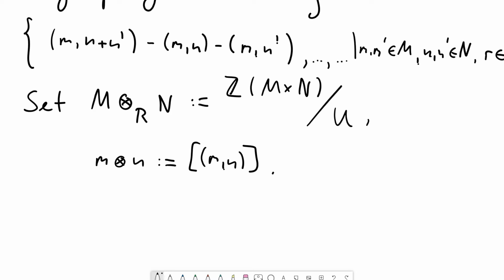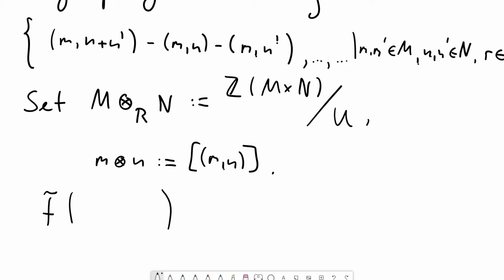To see that with these stipulations this actually does become a tensor product, meaning it satisfies the universal property, let's check how we do that. So if we are now given some map f from M times N to X, which is R-balanced, then I can say that the map f twiddle, which is required to exist and to be unique by the universal property, I just do it like this.